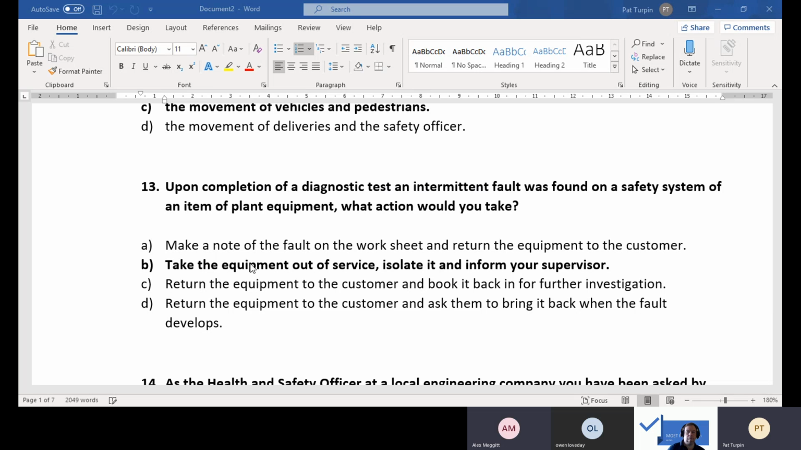Well, there it is, B. You wouldn't just make a note of it and return it to the customer. If it has the potential to really do harm, then you would not do that, would you? You take your car in because the wheel's making a really bad noise, and they sort of go, well, yeah, it's making a noise, isn't it? And give it back. You would tell somebody what it was, but you would take it out of service and say, no, it's too dangerous for you to drive. We're going to have to fix it, and this is what's needed. So take it out of service, isolate it, and tell your supervisor.